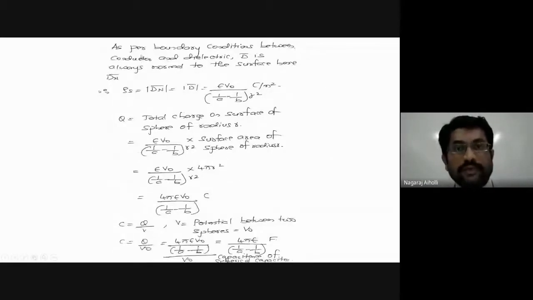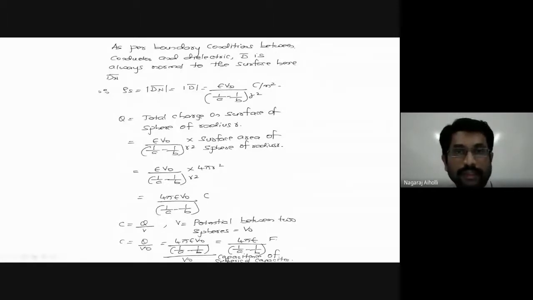Now, as per the boundary conditions between conductor and dielectric, we studied that D bar, the electric flux density, is always normal to the surface. Dn bar is continuous at the boundary, and the tangential component is zero at the boundary between conductor and dielectric. Correct? This concept we came across when studying the boundary condition between conductor and dielectric. Therefore, rho s is equal to the absolute value of Dn bar. Dn bar is nothing but D bar, the total electric flux density is the normal component of flux density. Tangential component is zero. Correct?